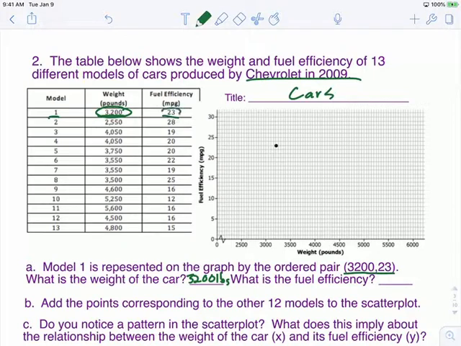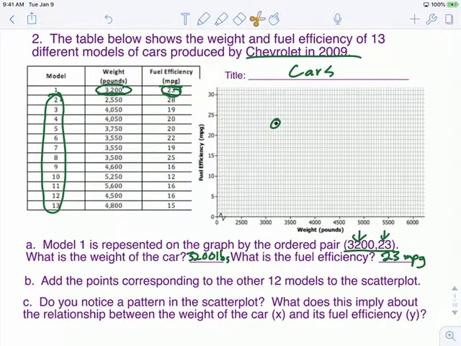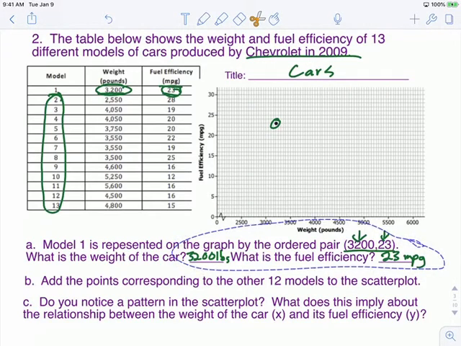And what is the fuel efficiency? Well, that is my 23 miles per gallon, which is all just given to us in the table here, but you can also grab it from your ordered pair there. So I've gone through and I've graphed this first point. I'm going to pause the video again, and I would like you guys to go through and graph these other points here, and we'll take a look at what that looks like. So you can go ahead and pause the video.